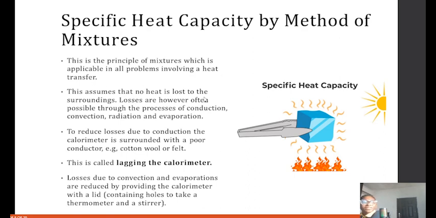So this is the principle of mixtures, which is applicable in all problems involving heat transfer. This assumes that no heat is lost to the surrounding. Losses are, however, often possible through the process of conduction, convection, radiation, and evaporation. To reduce losses due to conduction, the calorimeter is surrounded with a poor conductor, e.g. cotton wool or any other thing. This is called lagging the calorimeter. Losses due to convection and evaporation are reduced by providing the calorimeter with a lid containing holes to take a thermometer and a stirrer. Yes, the calorimeter will be covered. Then there should be a stirrer so that we can stir it and get the equilibrium temperature.